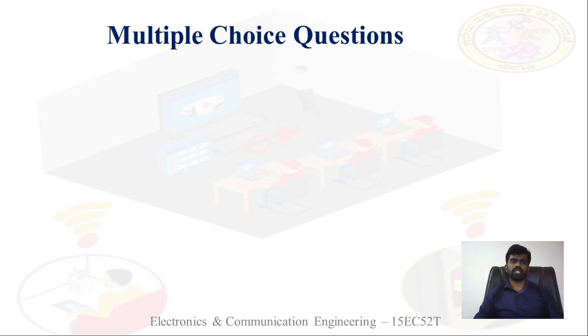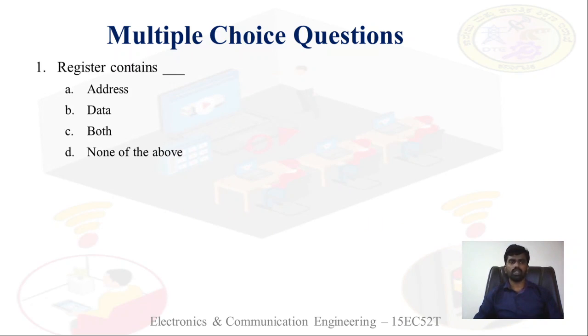Okay. Now we'll check your understanding level with these multiple choice questions. The first question is, register contains dash. Number 1, address, data, both address and data, none of the above. Tell me the answer. Pause the video and answer it. Okay, I think you answered. The answer for this question is both. A register contains address as well as data value.